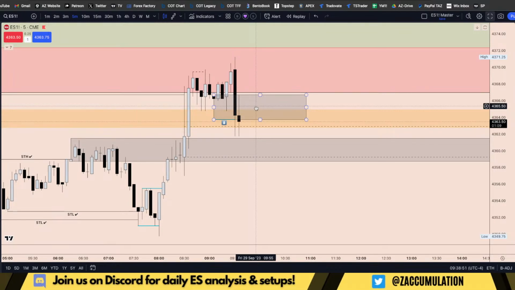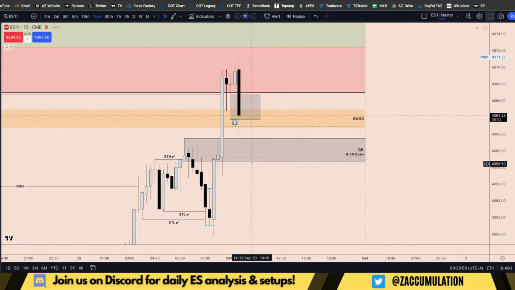All right, I'm back. As we can see, we're still piercing into that 15-minute bullish right here. We're at the 8:30 pump, leaving behind an inefficiency overlapping with the new week opening gap. This could be the unicorn model. We almost touched the breaker block, not just yet.